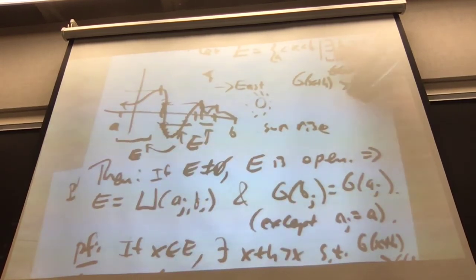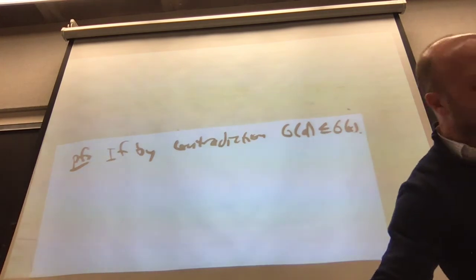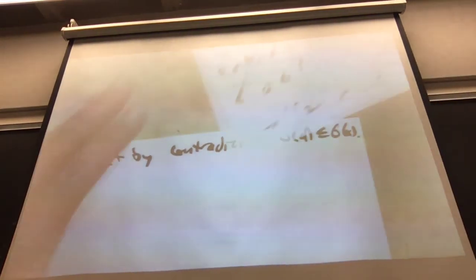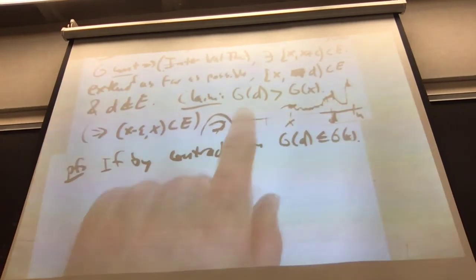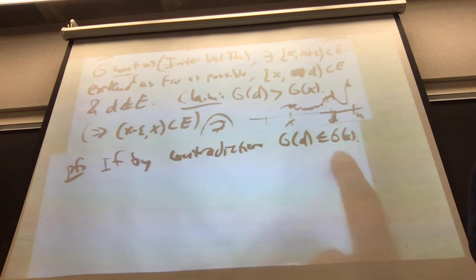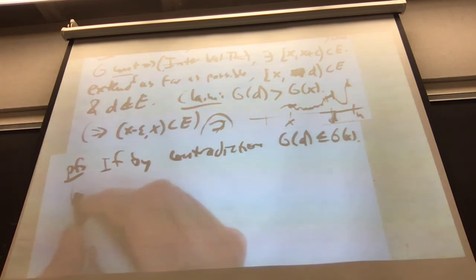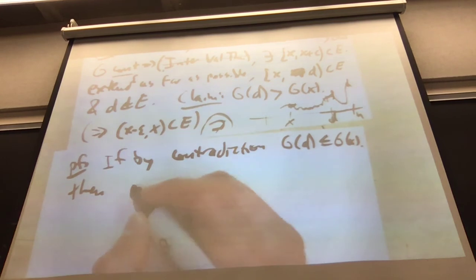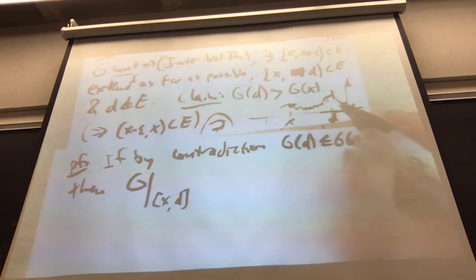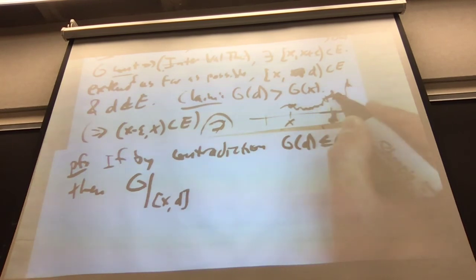Okay. So let's see what happens, so I'm trying to prove this claim. Let's leave the claim there. It's important. So my claim is that g of d is strictly larger than g of x. If by contradiction g of d is actually less than or equal to g of x, then let's see what happens. Then let's look at g restricted to x to d. So that's just this part of the curve.